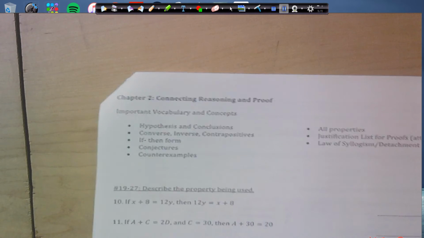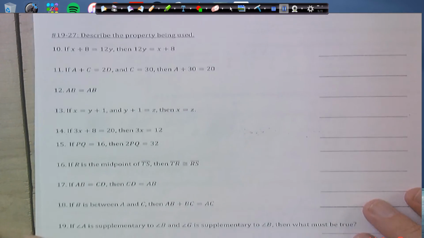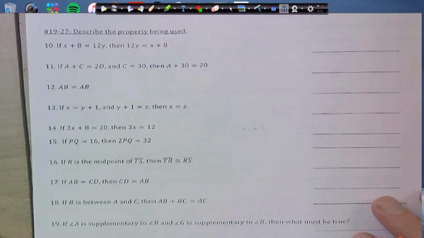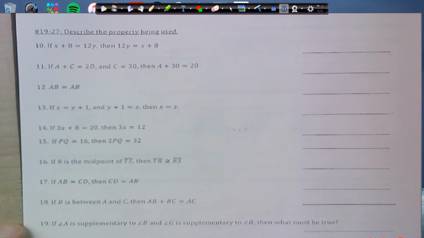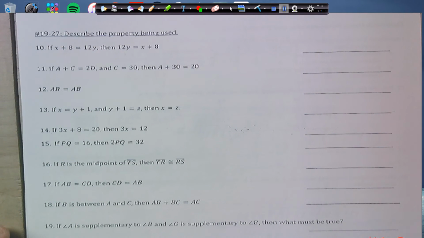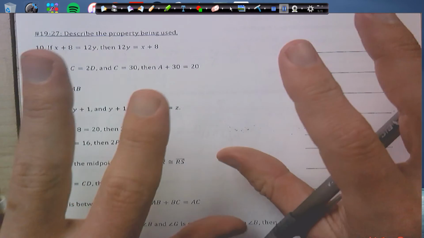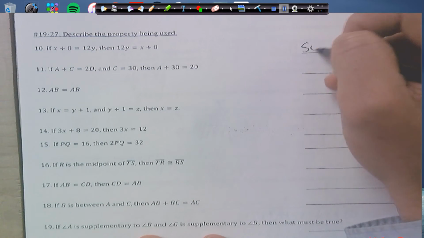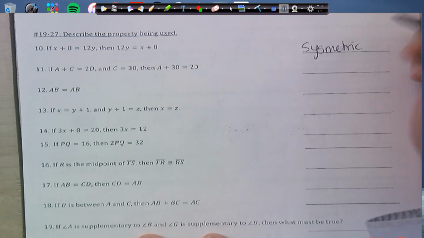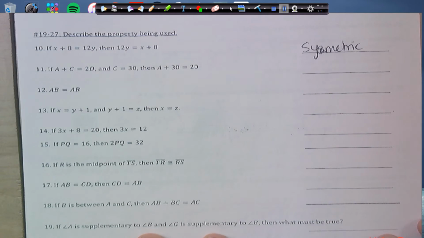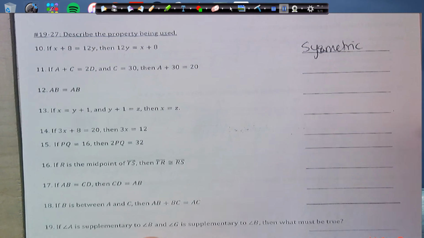Okay. All right. On this side, we're starting chapter 2, and it asks us to describe the property being used. Okay. So we can go ahead and do this. So we got x plus 8 equals 12y, and then 12y equals x plus 8. So they're just flipping it, so we call that symmetric. These are all properties. I'm not going to write property here, but you could.